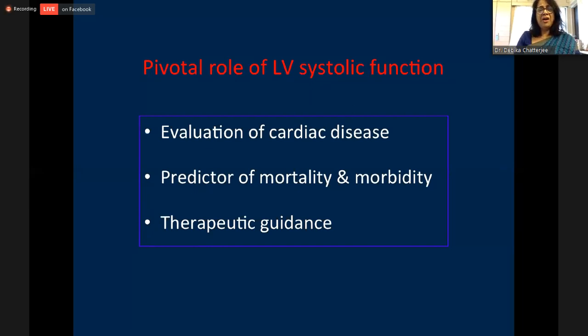It takes a pivotal role in the evaluation of all the patients with known or suspected cardiac disease. It has consistently been shown to be a predictor of mortality and morbidity, especially after MI. And it has a vital role in deciding and guiding our line of management.